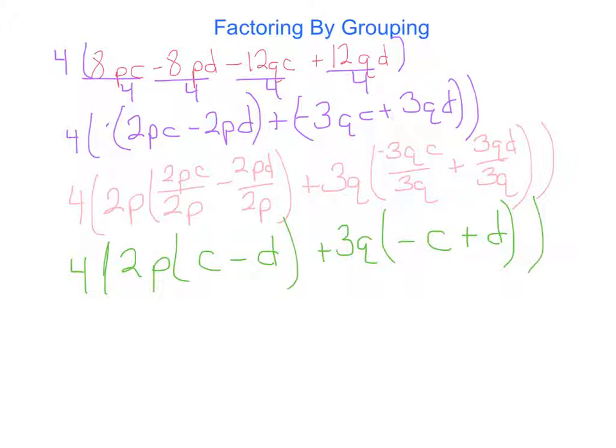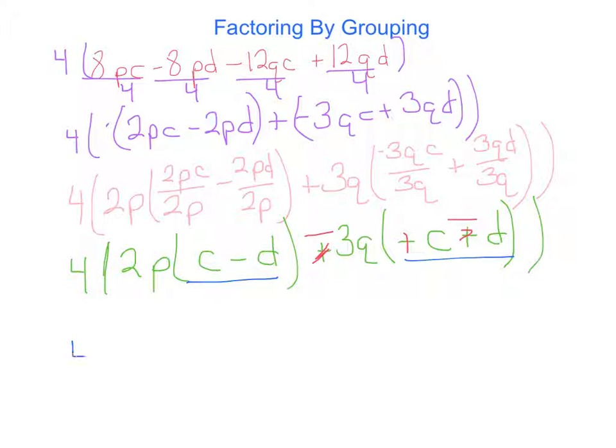Now we want these 2 binomials right here to be the same. And they almost are, except the signs are different. Well, we can fix that. If we change this to a minus, that allows us to change both of these. Now you can see they are exactly the same. So now we're ready to write our answer.